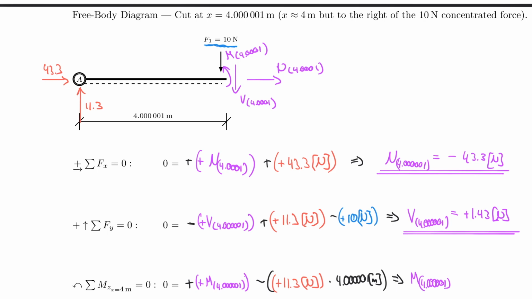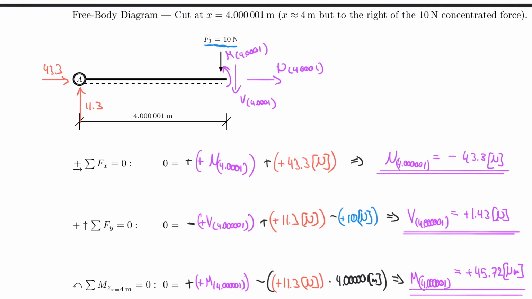And then I can calculate my moment at M equals to 4.000001 meters. And surprise, surprise, it is actually the same as before, which was plus 45.72. So plus 45.72 Newton meter. It is a result, so I double underline it.